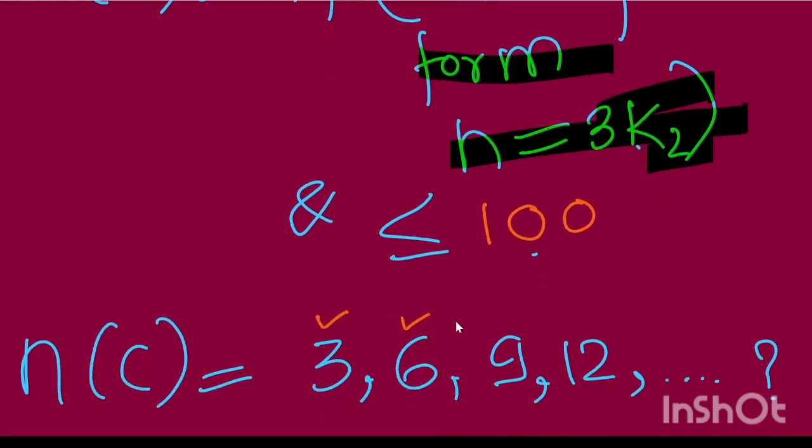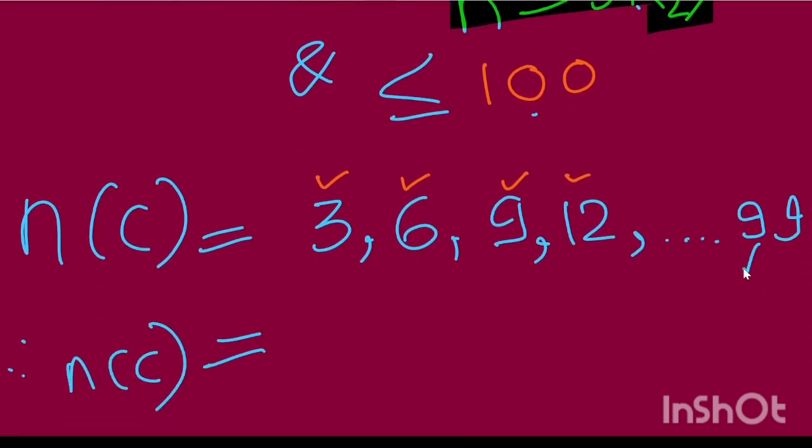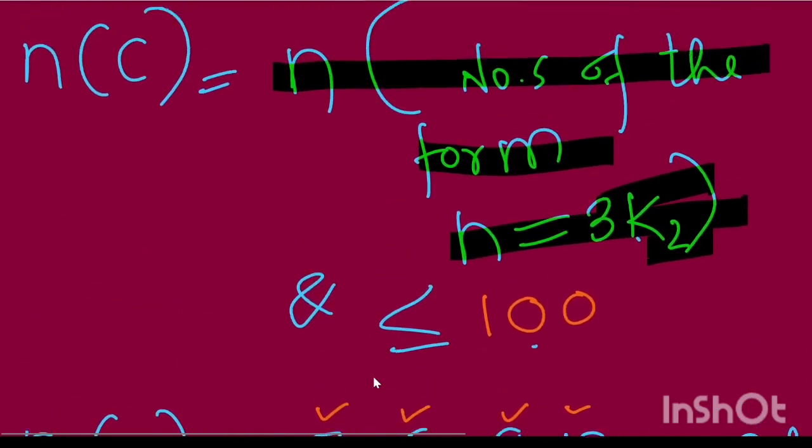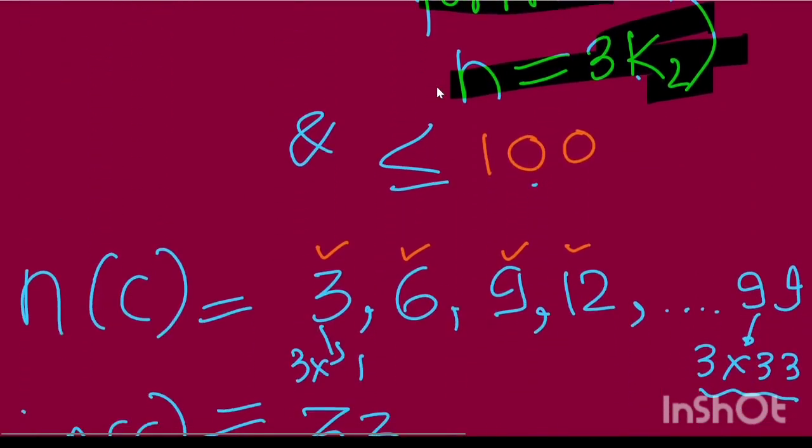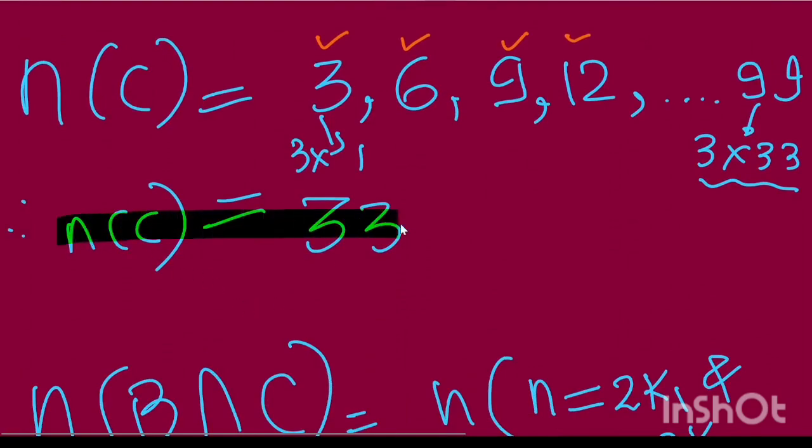It is of the form 3, 6, 9, 12, and so on. So we need the last term which is less than or equal to 100 and a multiple of 3. Yes, it is 99, which is 3 into 33. The first number is 3 into 1, the last is 3 into 33. So n(C) is 33. We calculated n(B) as 50 and n(C) as 33.